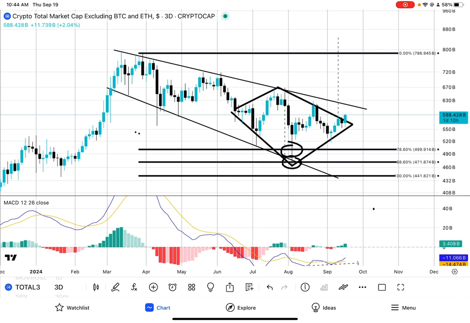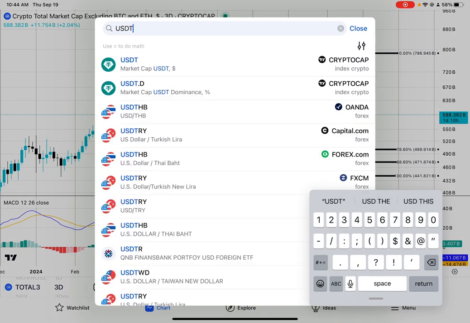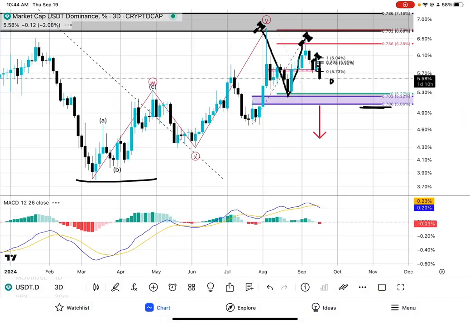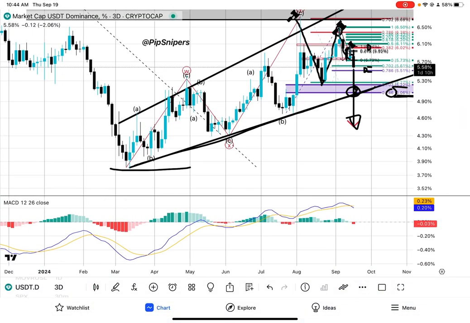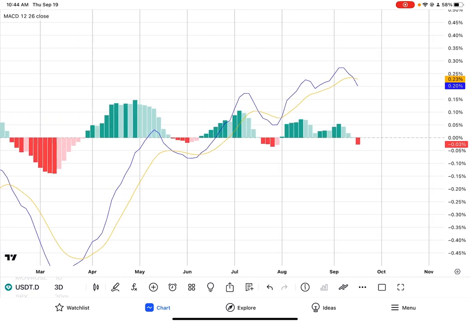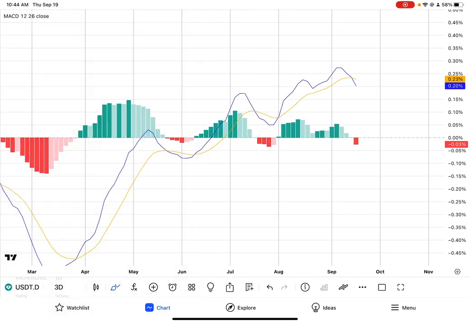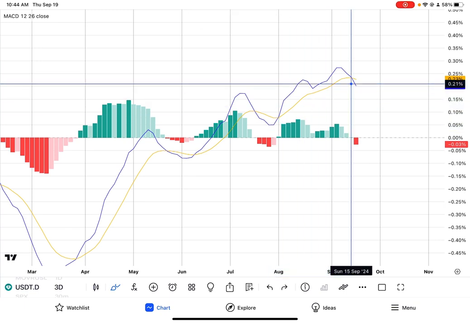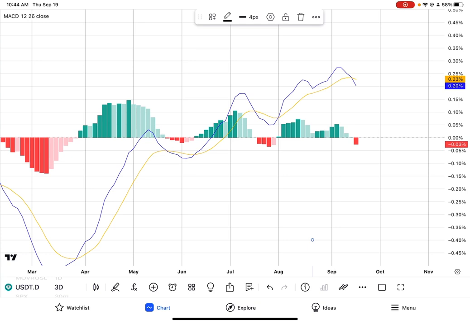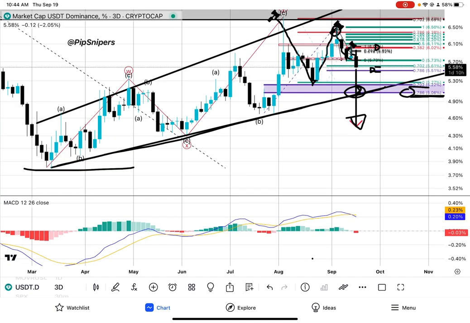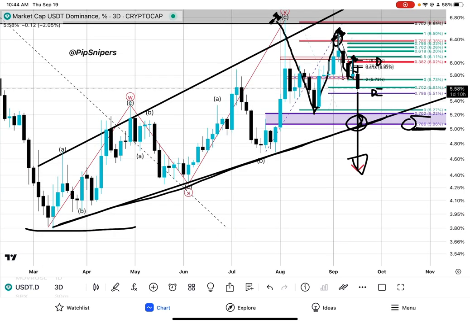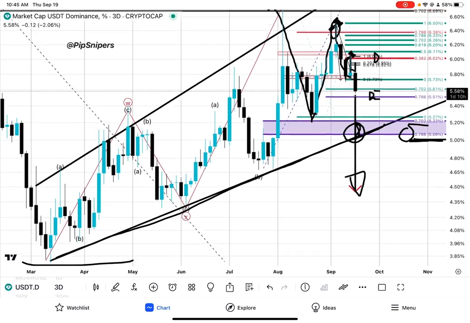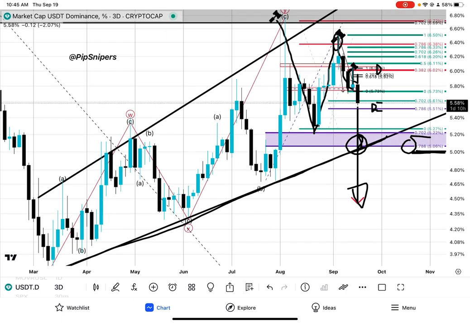Also wanted to show you on USDT dominance. Look at USDT dominance here on the 3-day. Look at the MACD. We have a bearish 3-day MACD cross, and that's above the histogram. Okay, so I do expect the breakout now in crypto. We've actually already broken out, and we should see a lot of money enter into the market.